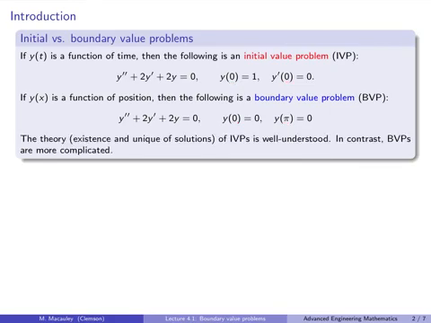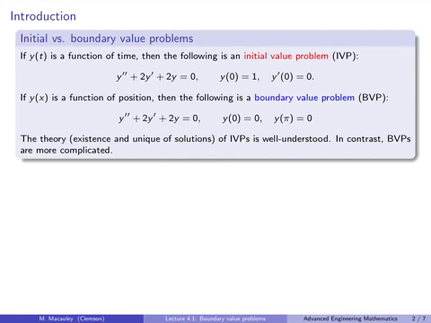The theory, namely the existence and uniqueness of solutions of initial value problems, is well understood, and you know some of it. So you know that if you have a linear homogeneous ODE of order n, then the general solution is a vector space of dimension n. And moreover, if you have n initial conditions like this, then you get a unique solution, so one and only one. So for example, we're guaranteed that for this IVP here, there will be a unique solution.